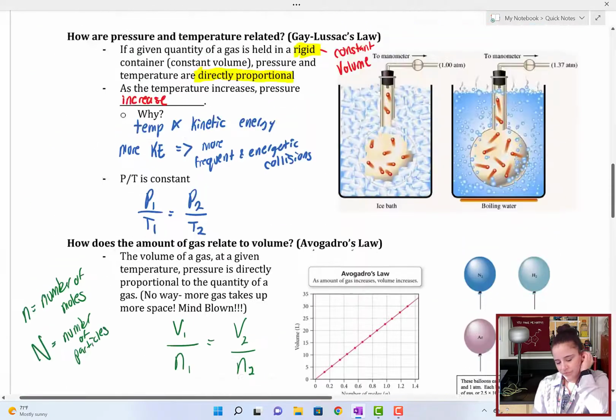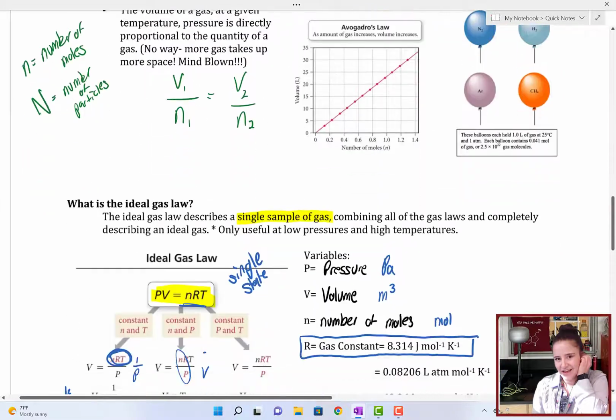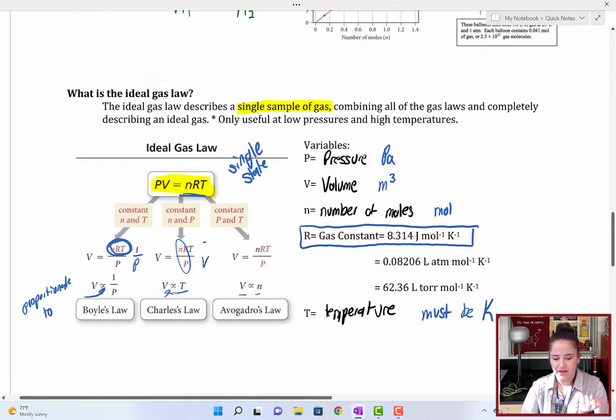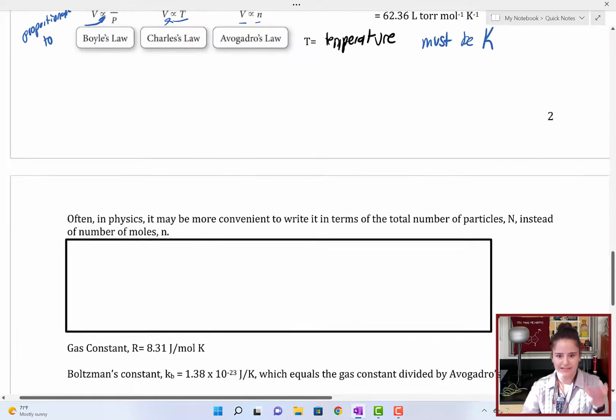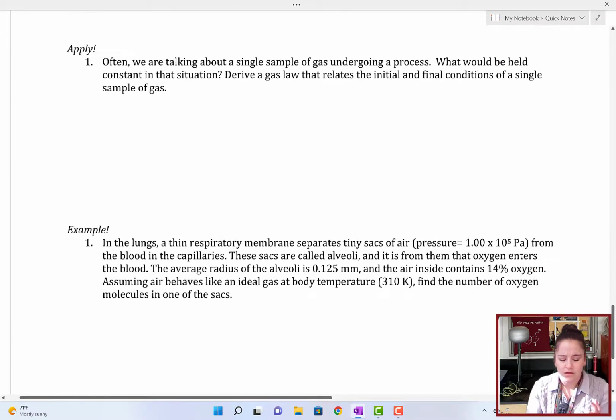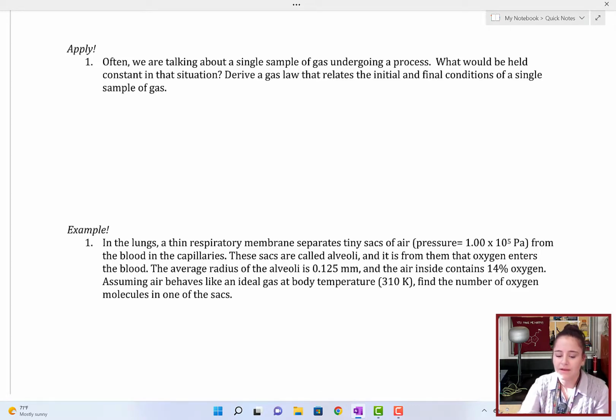But if the ideal gas law just describes a single sample of gas, and all of these gas laws we're talking about are gases changing temperature or volume, where do those equations come from? Oh, wait. We're not there yet. Actually, no, we'll skip. We'll go back up to there.